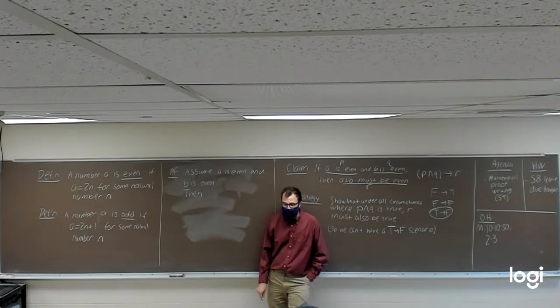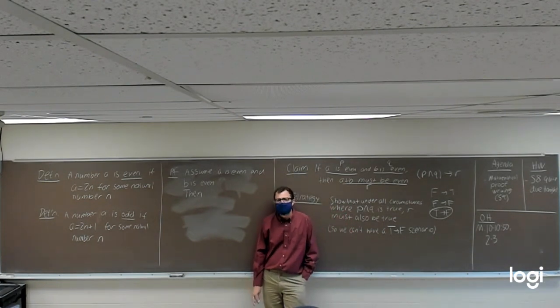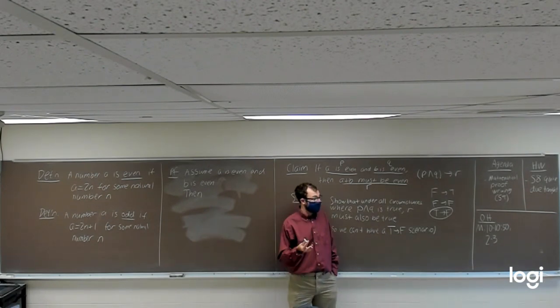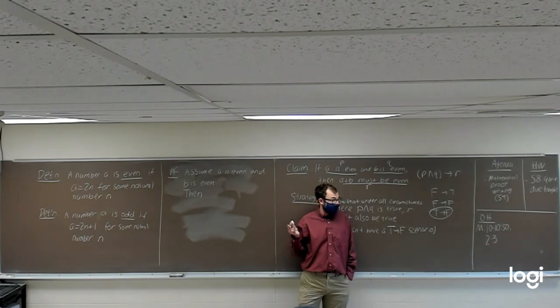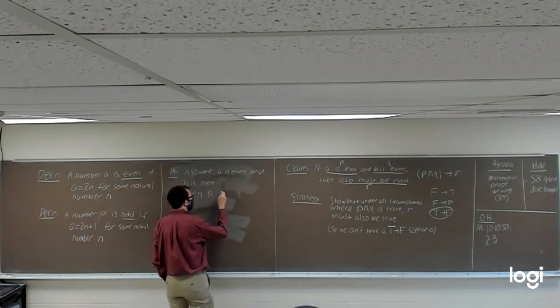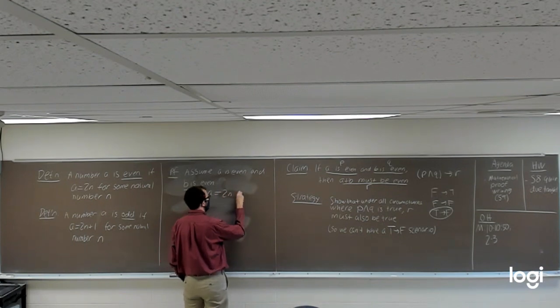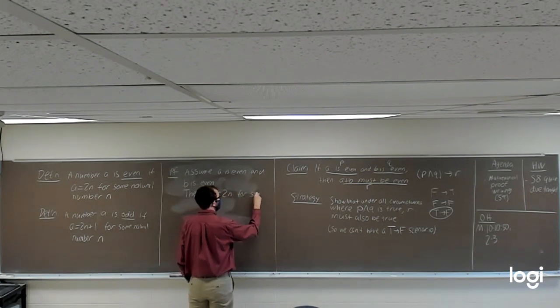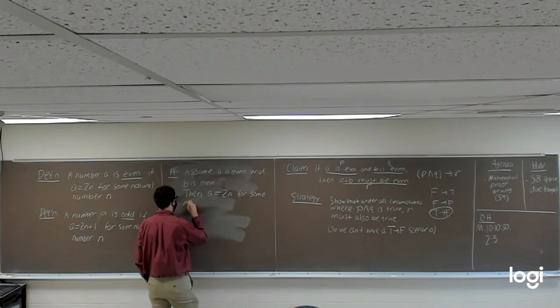What does it mean to say that A is an even number? It's divisible by 2. Yeah, A is divisible by 2. In other words, if A is an even number, then A has to be a multiple of 2. It has to be 2 times some other natural number n. Then A is going to be equal to 2n for some natural number n.